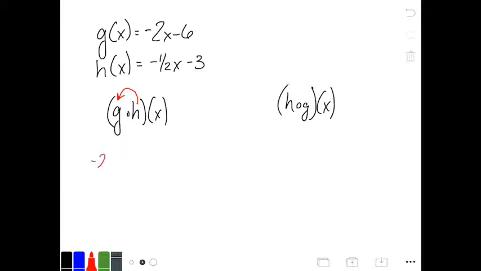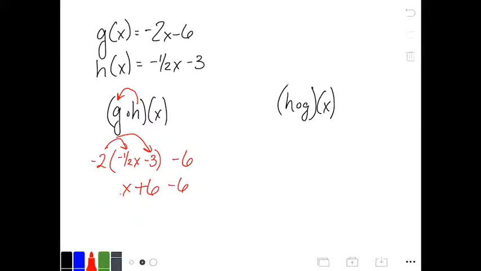So when I do that, that's going to give me negative 2. Instead of saying x, I'm going to say h of x, which is negative 1/2 x minus 3. And then it's going to be minus 6 because I plugged it in here and I have a minus 6 right there. So guys, all you got to do here is simplify this. Just FOIL this out and everything will be okay. I'm going to end up with 2x plus 6, because negative 2 times negative 3 is plus 6. And then I have minus 6.